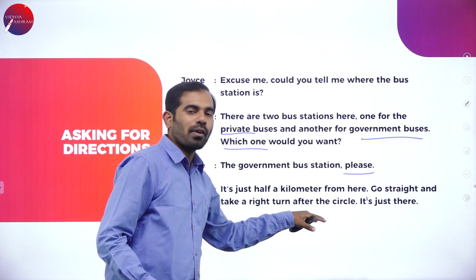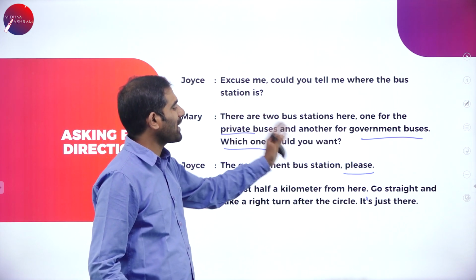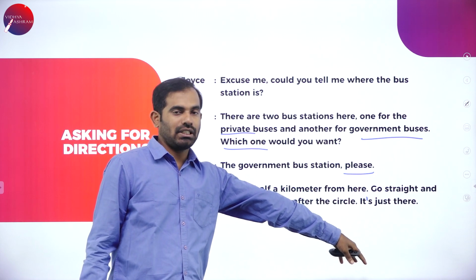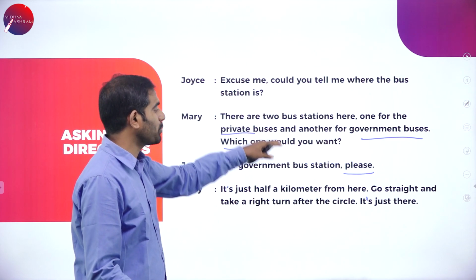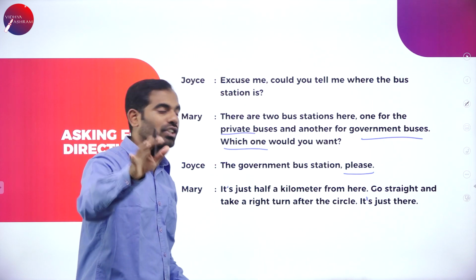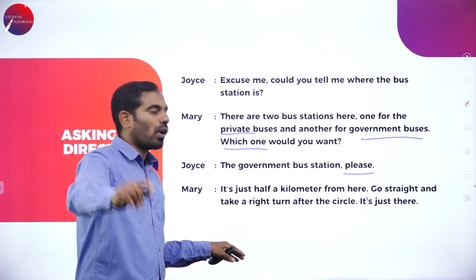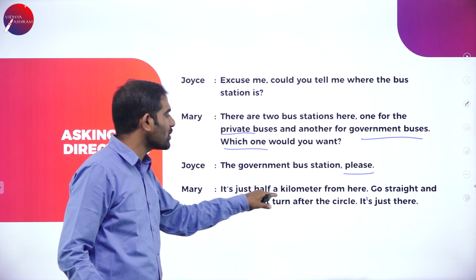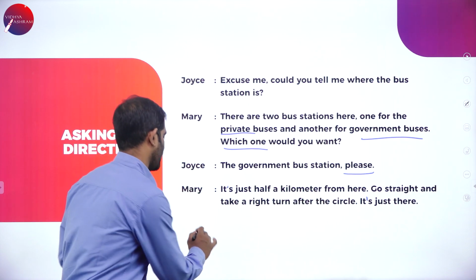Now, try to observe here. The language function has begun, but somewhere it is incomplete. Though it seems complete, I would say this is what is prescribed in your workbook, but you need to add one more dialogue here. Once Mary guides you towards the government bus station, it's your duty, Joyce.